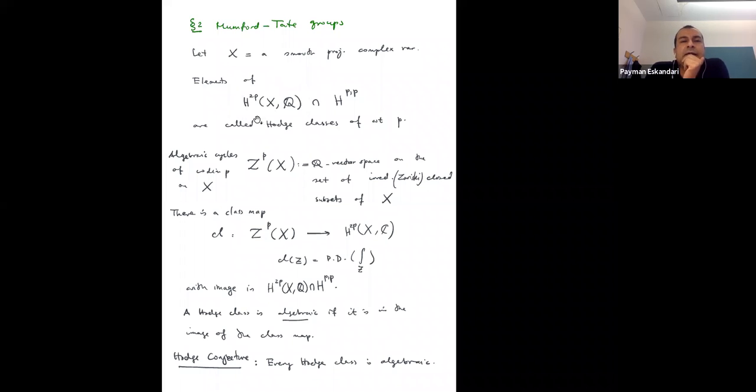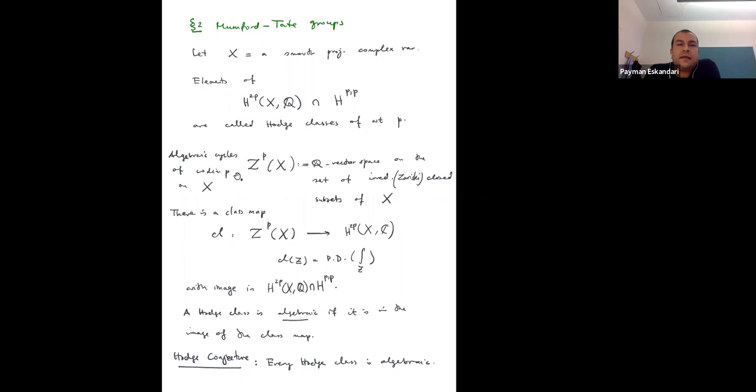Now, if you take an even degree cohomology with rational coefficients, the elements of degree 2P that are of type (P,P) are called Hodge classes of weight P. By Z^P(X), I mean the space of algebraic cycles of codimension P on X with coefficients in Q. By definition, this is the Q-vector space on the set of irreducible Zariski closed subsets of X.